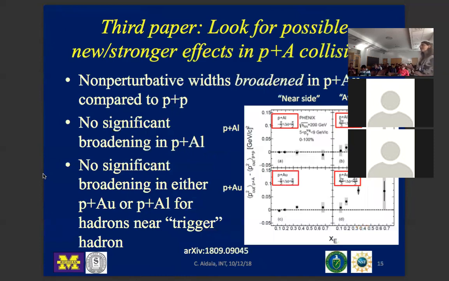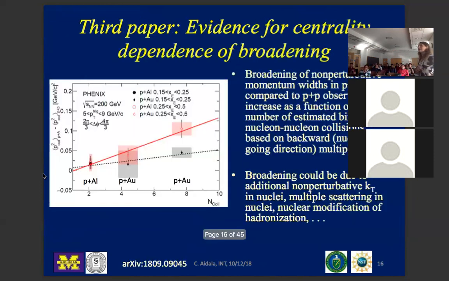So this is as a function of xe. The difference in the mean p out squared in pA minus the mean p out squared in pp as a function of xe. And here's the proton gold away side, which is what I've been showing you. So you get this weird broadening. It's not statistically significant in p+aluminum, which was the other collision species that we looked at. And then we also looked at the hadrons produced near the trigger particle. This was always dihadron now, so sort of in the jet of the neutral pion, if you will, and we didn't see any difference between pA and pp.